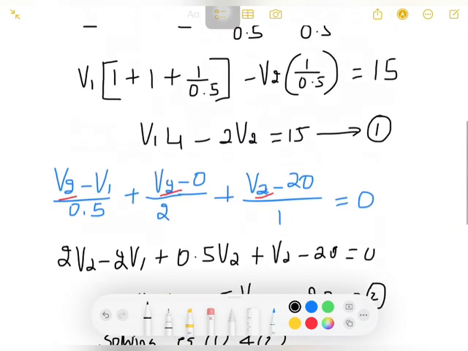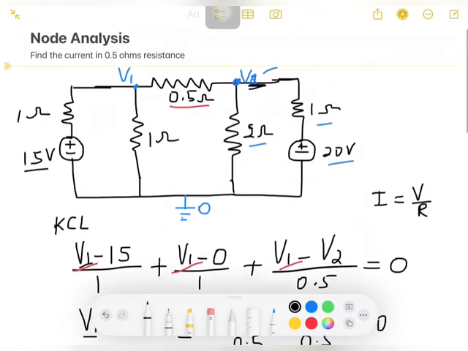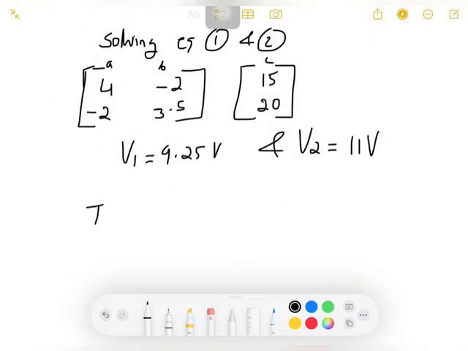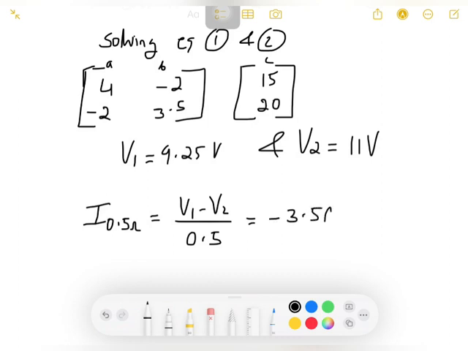Now I need to find the current in the 0.5 ohm resistor. I will go back to the circuit. I need to find the current here. What's the current flowing in this? You can determine it as I equals V by R. Here V is with respect to V1 and V2, so V1 minus V2 divided by R. So the current in the 0.5 ohm resistor is V1 minus V2 divided by 0.5. If we solve that, we get minus 3.5 amps.